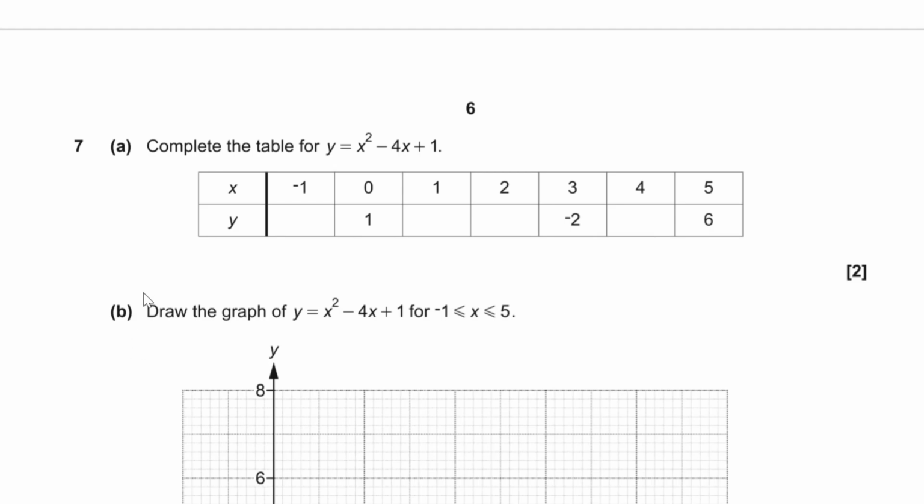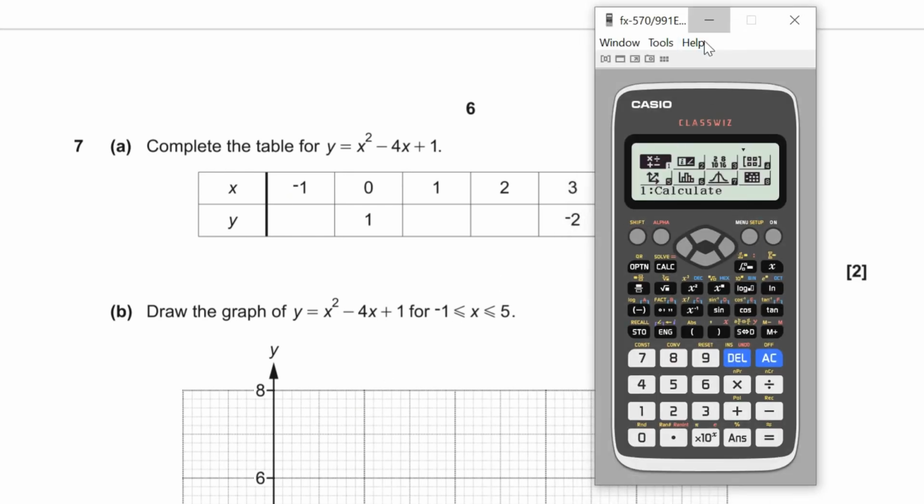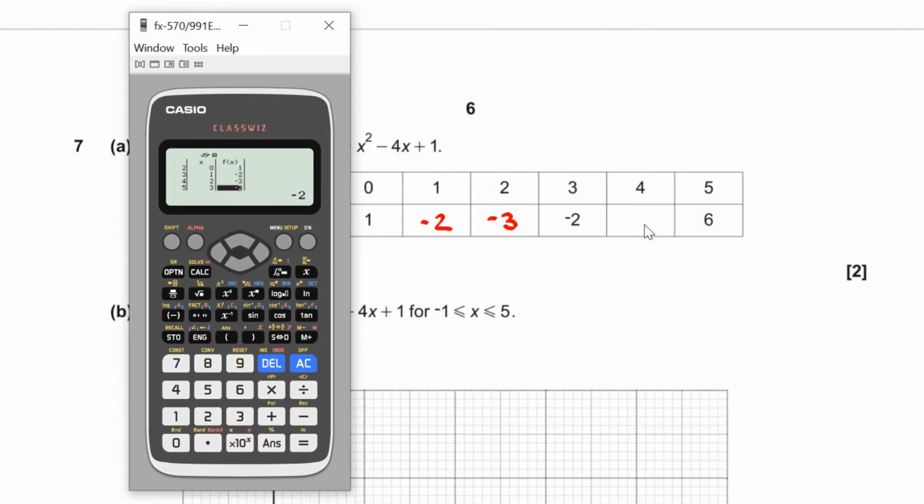Question number 7 of part A, we have to complete the table for y equals x squared minus 4x plus 1. Well, you can see we're going from minus 1 to 5. So if we go to the table feature on our calculator and key in x squared minus 4x plus 1, we start at minus 1, finish at 5. So you can see here we've got 6, here we've got 1, here we've got minus 2, here we've got minus 3, then we've got minus 2, and then here we've got 1, and then here we've got 6.